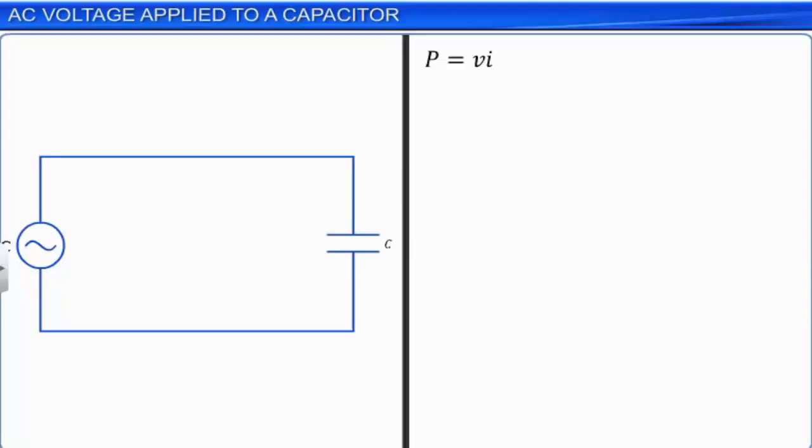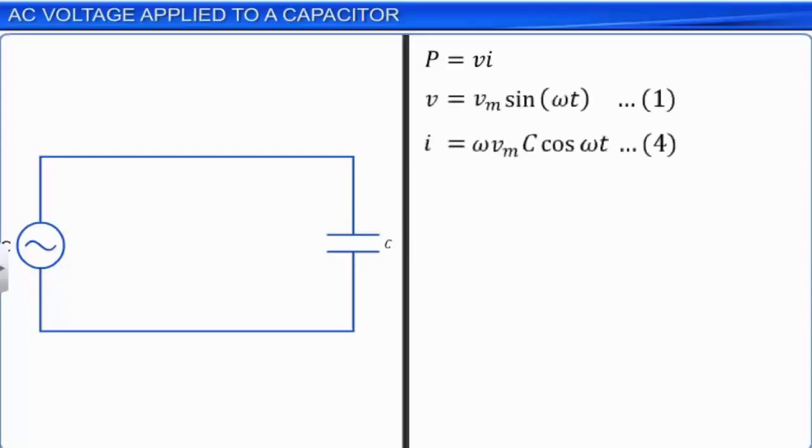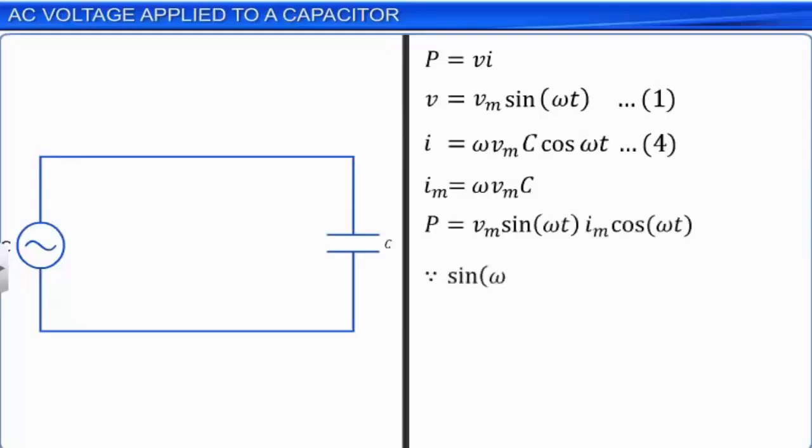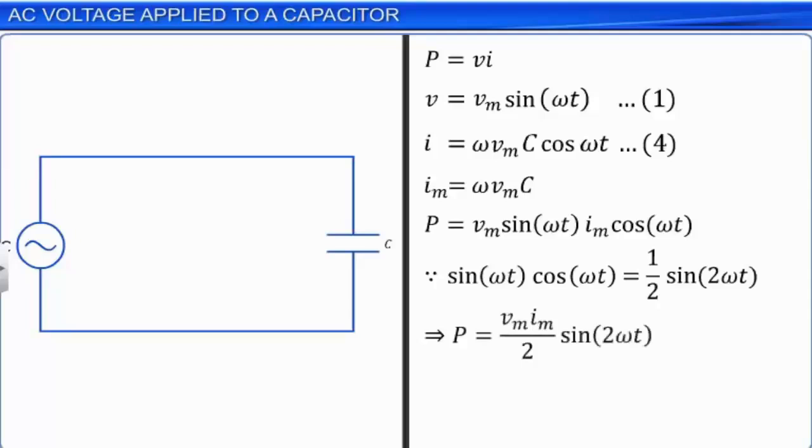Using equations 1 and 4 and the relation Im = ω Vm C, we get P = Vm sin ωt × Im cos ωt. Since sin ωt cos ωt is equal to 1/2 sin 2ωt, we get P = (Vm Im / 2) sin 2ωt. Let this be equation 9.